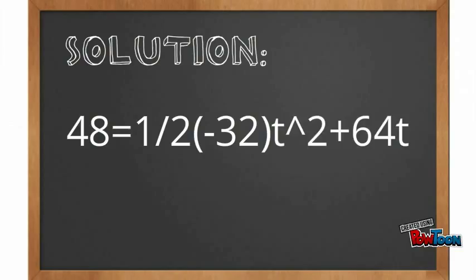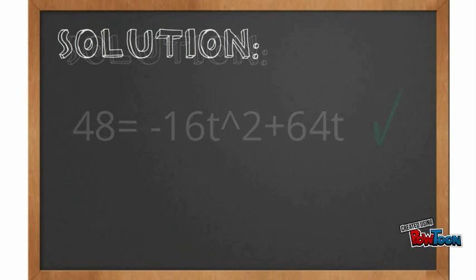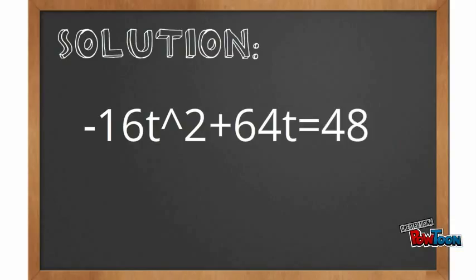First, we need to multiply 1/2 and negative 32, which gives 48 equals negative 16 t squared plus 64t. Then, we need to rearrange the terms. To make it easier to solve, we need to make a, which is negative 16, positive by multiplying both sides by negative 1.